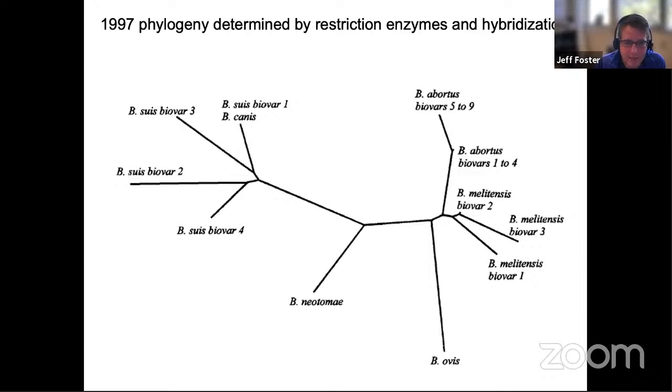And so in 1997, only a year or two later, using restriction enzymes and DNA hybridization, this phylogeny was developed. And amazingly, despite again relatively crude techniques compared to now, this phylogeny and the relationships of different Brucella is largely true now. Same rough branching structure then as now, and we have entire genomes now, all 3.3 million bases to compare, and we still get the same pattern.